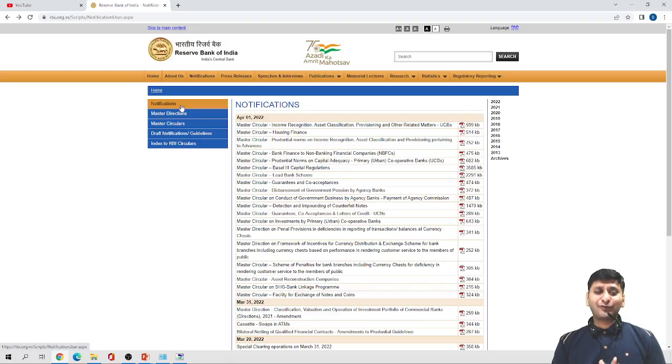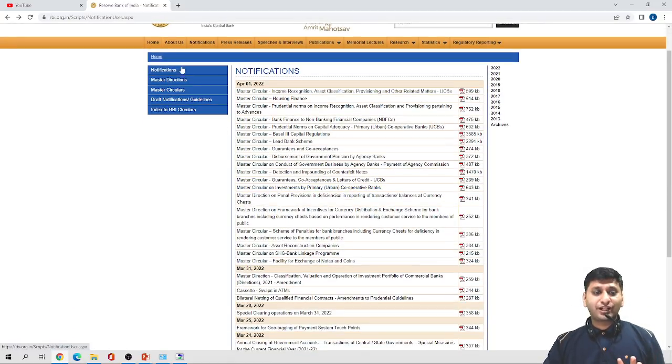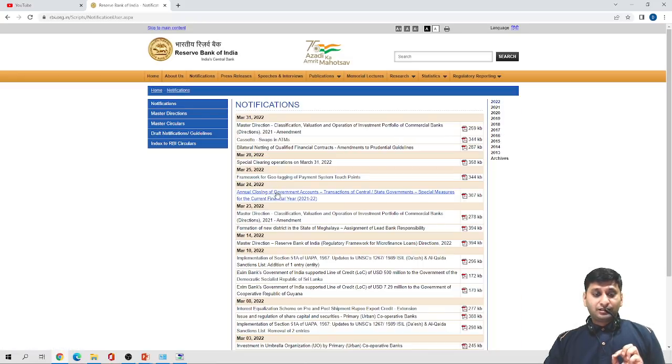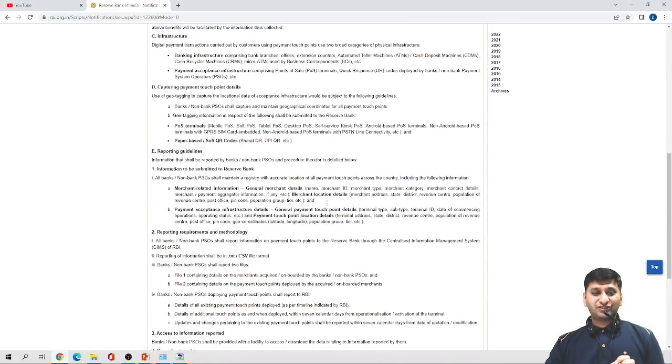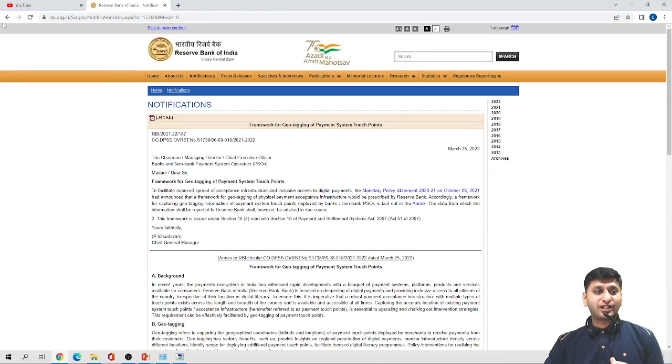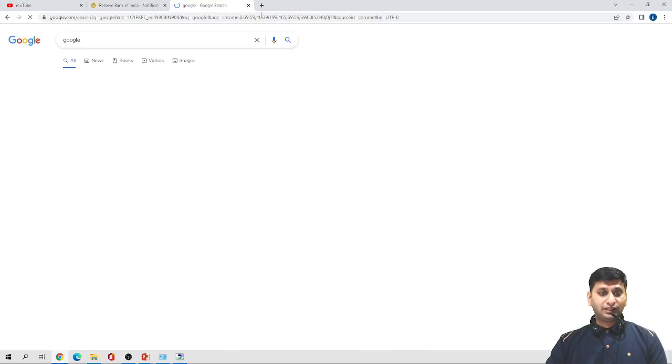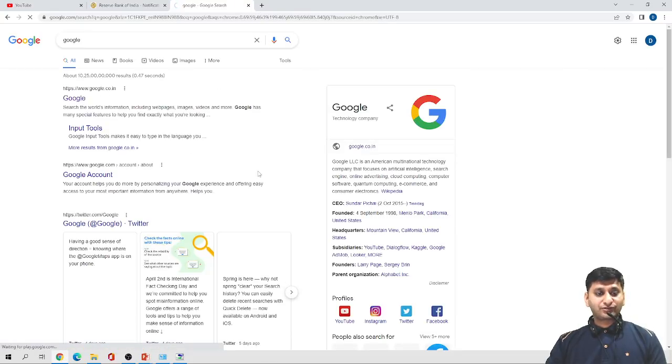और कभी कभार क्या होता है कि once you are reading something on RBI website which is very heavy, बहुत सारा उसमें आपको लग रहा है कंटेंट है, बहुत सारी बातें की गई हैं जो आपको समझ नहीं आ रही, then there is a cheat code for that. What is a cheat code? For example, आपने ये वाली नोटिफिकेशन खोली, मार्च के महीने में मैंने आपको एक नोटिफिकेशन दिखाई थी, Framework for Geo Tagging of Payment System Touch Points. आप इसको खोलते हैं, then it seems that it is very technical and you are not able to understand it, then do one thing, right? Just copy this, here and go to Google, right? Go to Google and search this.